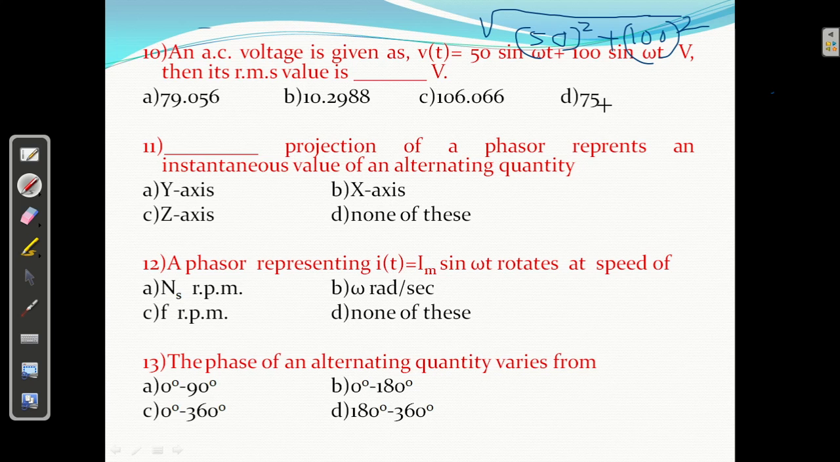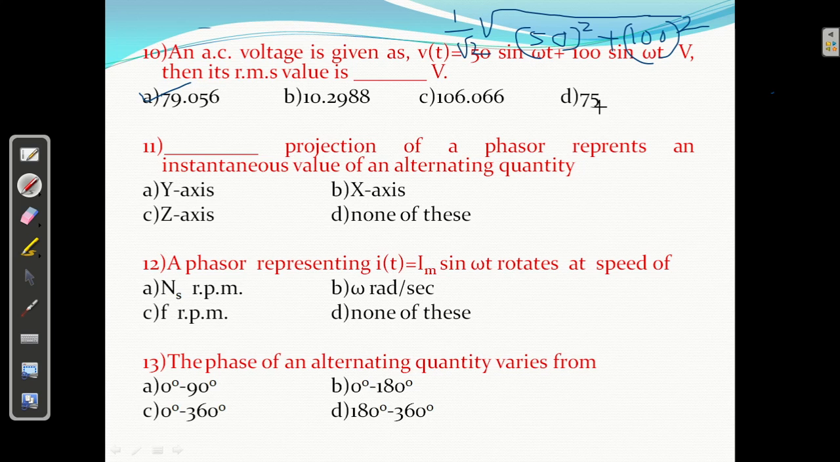So I'm going to do it. 50 square means 2500 plus 10,000 under root of that equal to this divided by root 2. You will get 79 volt. Okay, so this is the peak, then divided by root 2, it is the RMS value.